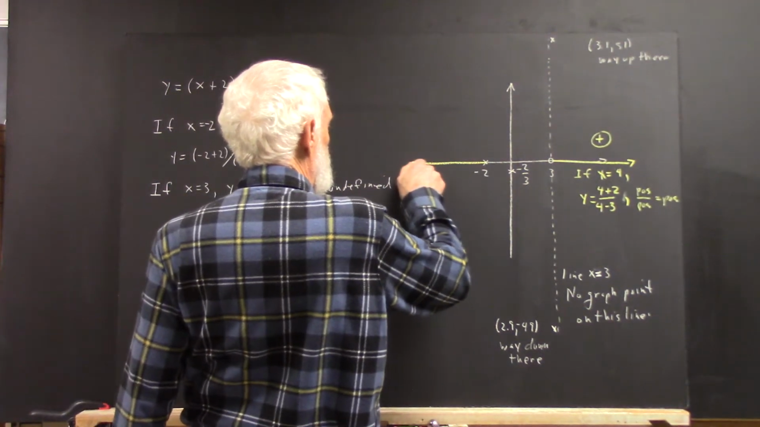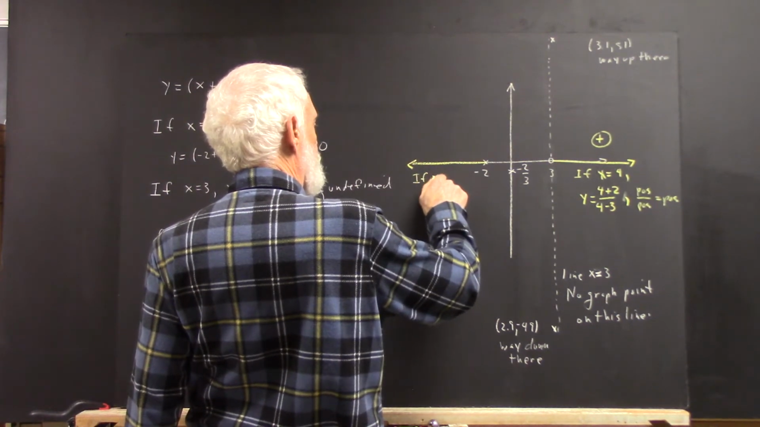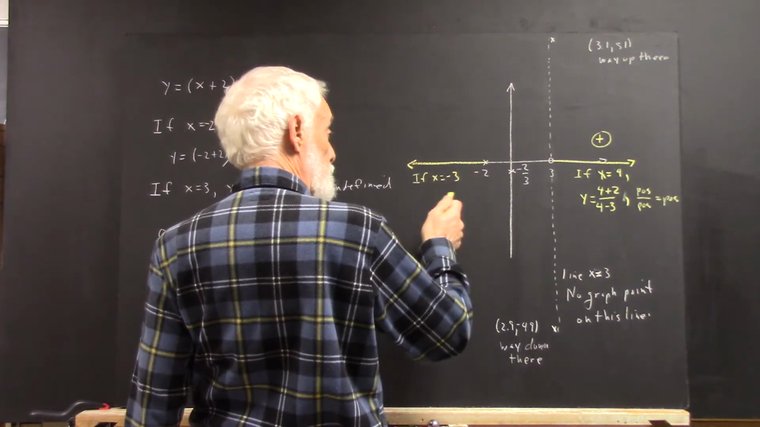To the left of negative 2, let's just take negative 3.